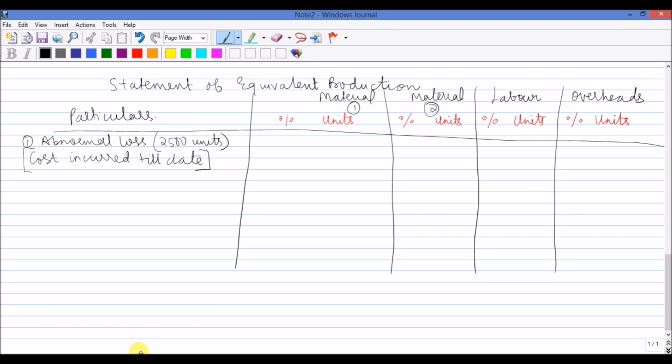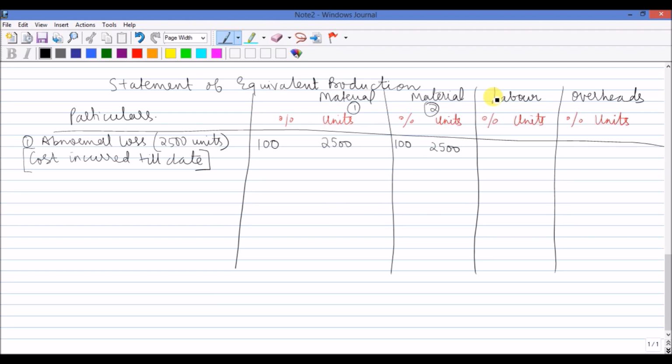Okay, so the cost incurred is 100% for material 1. So 100% of 500 units will be 500 units only, and the cost incurred for material 2 is also 100%. So the units would be 500, 100%, that is 500 units. The abnormal loss has been taken into consideration as absorbed for both materials, so the cost will include both materials. So material 1 is 100%, material 2 is also 100%, friends.